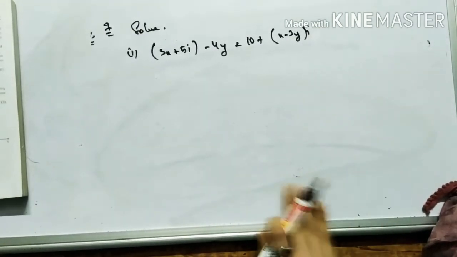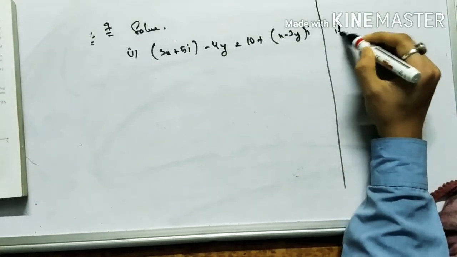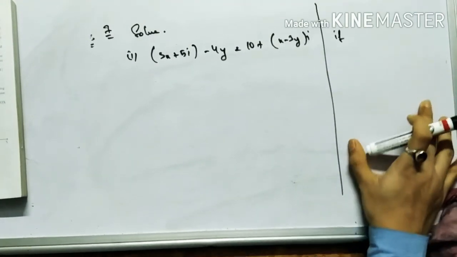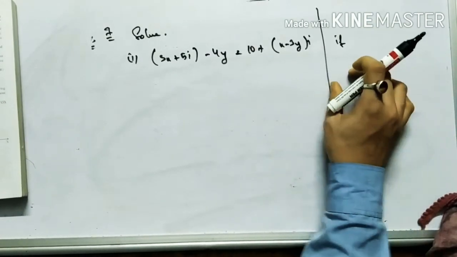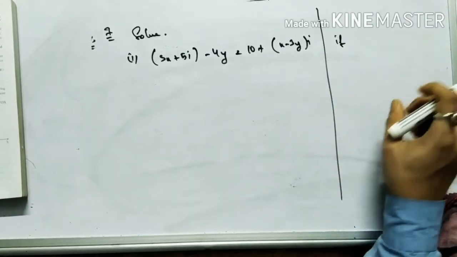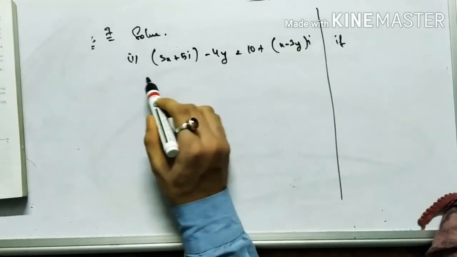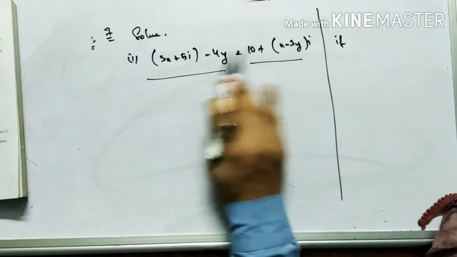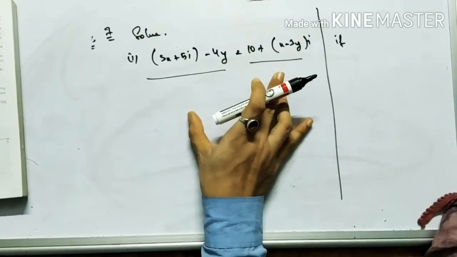Now, one property we have already discussed: if two complex numbers are equal, their real part will be equal to real part and imaginary part will be equal to imaginary part. Understand? These two are complex numbers, and these two are equal.